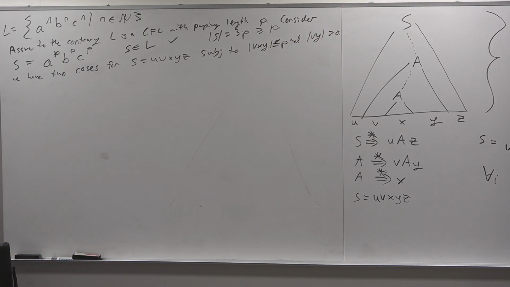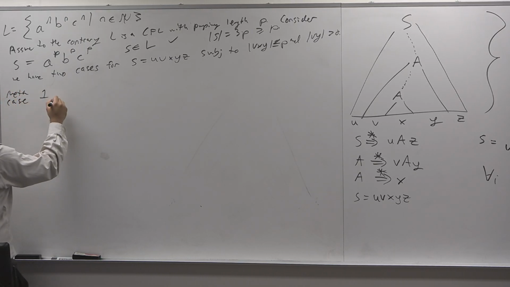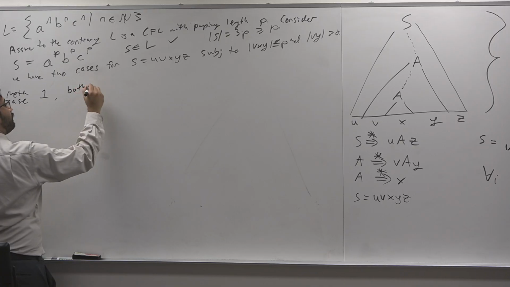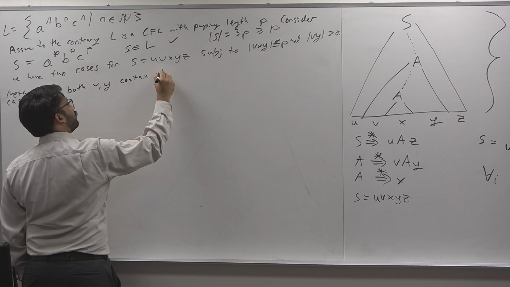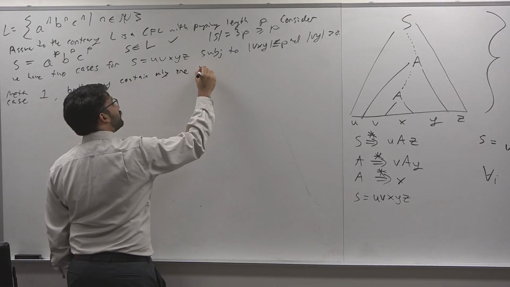Now, the thing with the pumping lemma for context-free languages is these cases, quote unquote, are very general and are not really one case. They're really a collection of similar cases that we, without loss of generality, just absorb into each other. So we'll call them a meta case. Meta case 1 is that both V and Y contain only one kind of symbol.